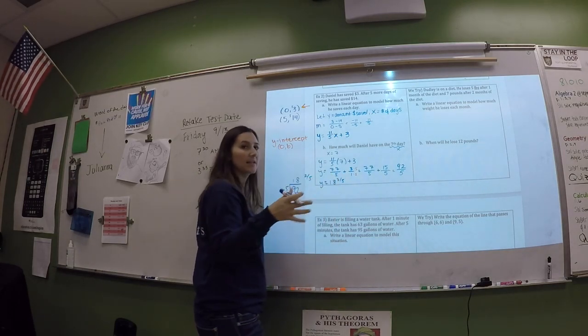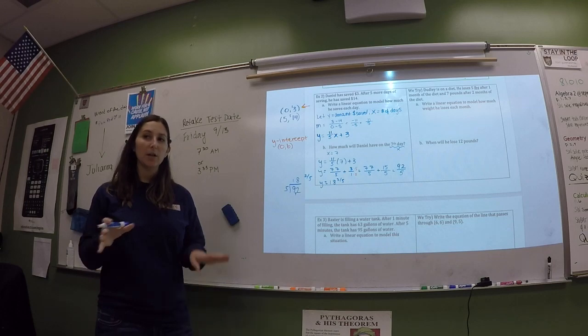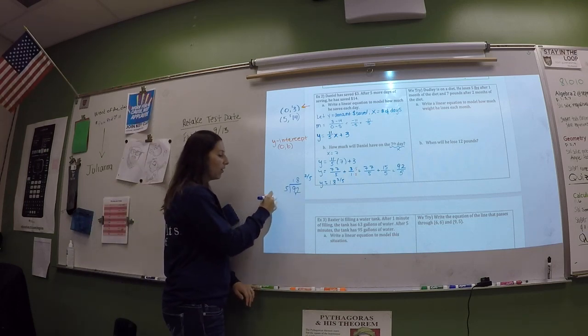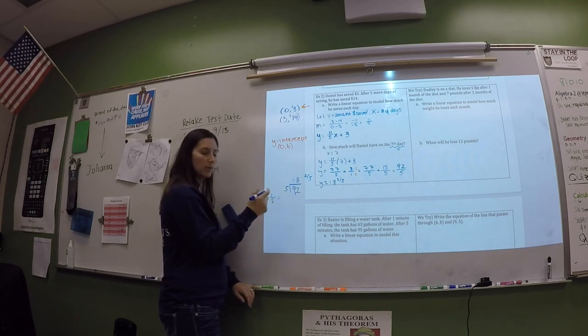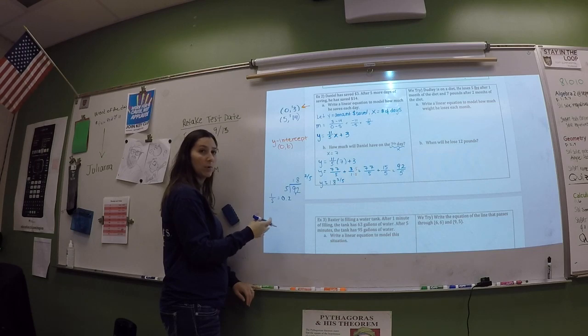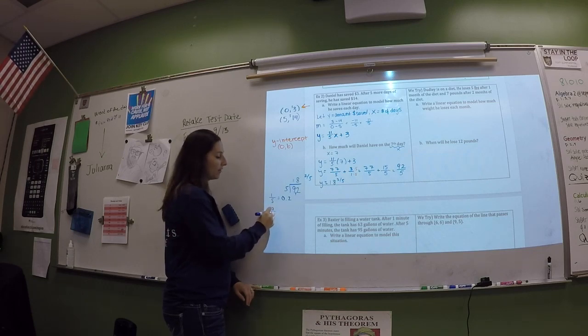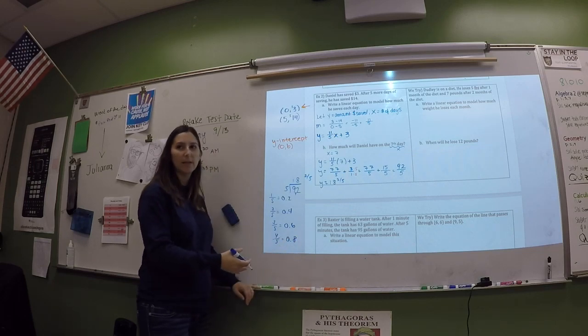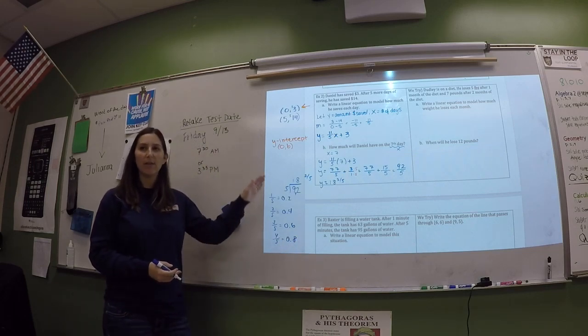Some of you may know the decimal conversion. I'm going to show you real quick. With fifths, it's really easy. They're all like 2s. So 1/5 is 0.2. 2/5 is 0.4. 3/5 is 0.6. 4/5 is 0.8. And then 5/5 would be like 1.0. So see how that goes?